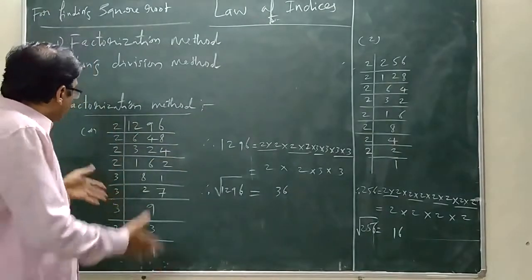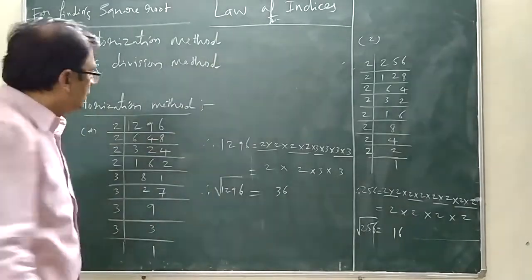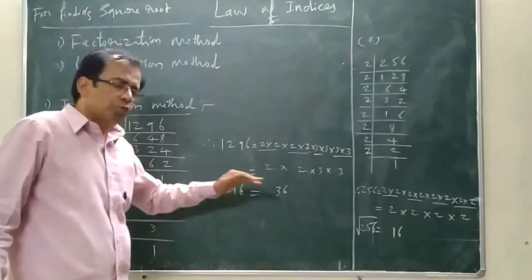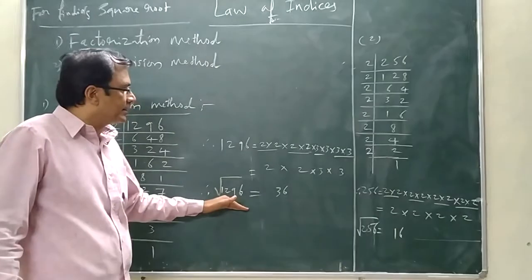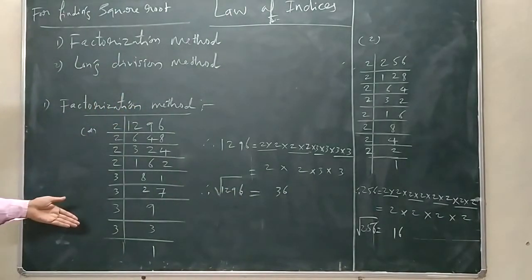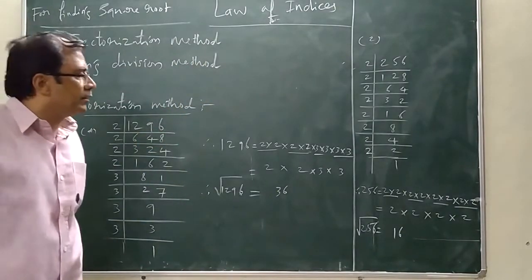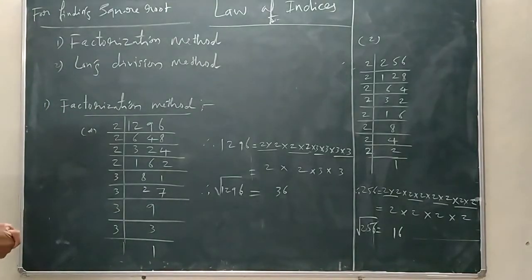Already, after understanding the 2 examples, the first one as well as the second, the first answer you got is 36. It's the square root of 1296. And this is the step how we have explained it, the first as well as the second. This is completely the factorization method.